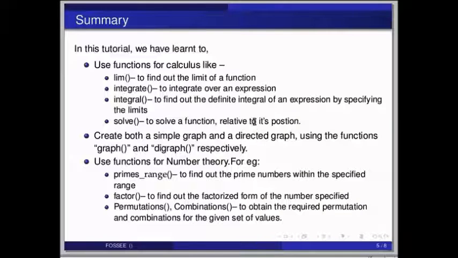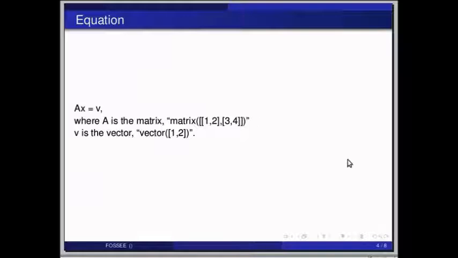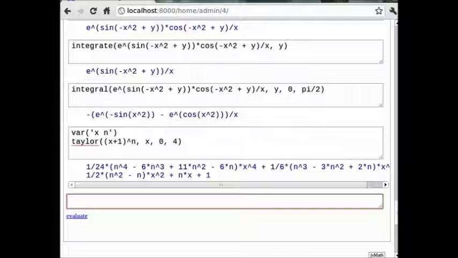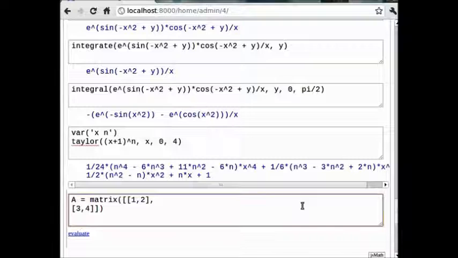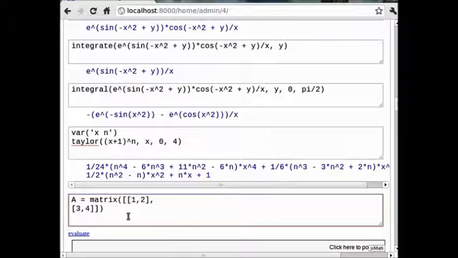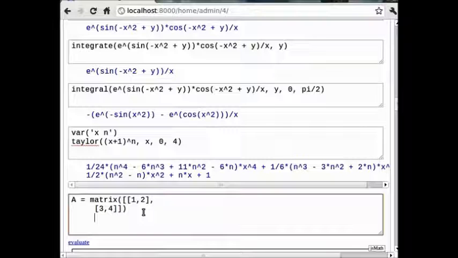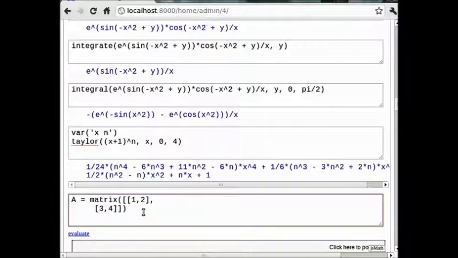Next, let us move on to matrix algebra. Let us begin with solving the equation Ax = V, where A is the matrix [[1, 2], [3, 4]], and V is the vector (1, 2). So to solve the equation Ax = V, we simply say A = matrix([[1, 2], [3, 4]]). Then V = vector([1, 2]). Then x = A.solve_right(V).